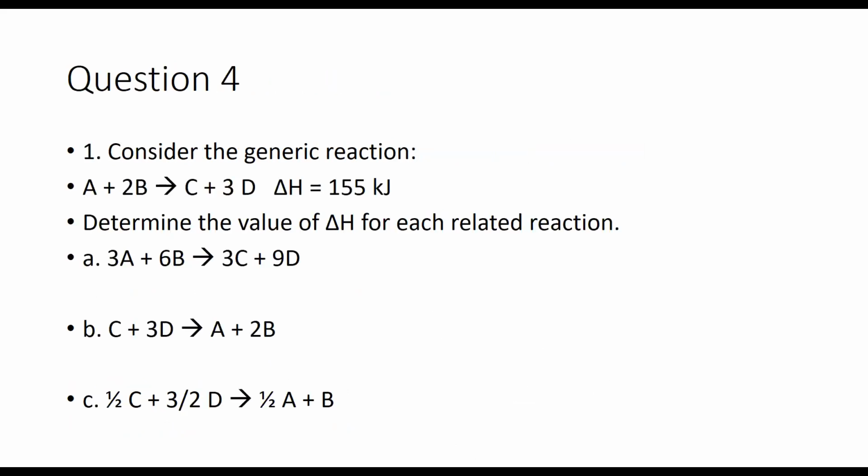So let's get some hands-on practice then. Consider a reaction of generic molecules. A plus 2B goes to C plus 3D. Delta H is 155. Therefore, for every other scenario, A, B, and C, tell me what delta H is. So I'll give you a couple minutes to figure this out. Then I'll be back with the answers. If you have questions, let me know.